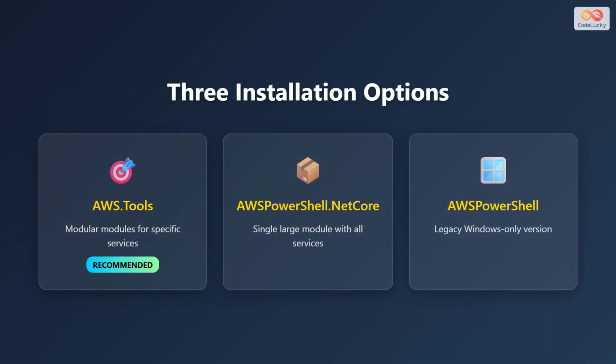When installing AWS Tools for PowerShell, you have three options to choose from. First is AWS.Tools, which provides modular modules for specific services and is the recommended approach for most users. Second is AWSPowerShell.NetCore, which is a single large module containing all services in one package. Third is AWSPowerShell, which is the legacy Windows-only version. For new installations, AWS.Tools is the best choice as it gives you flexibility and keeps your installation size manageable.